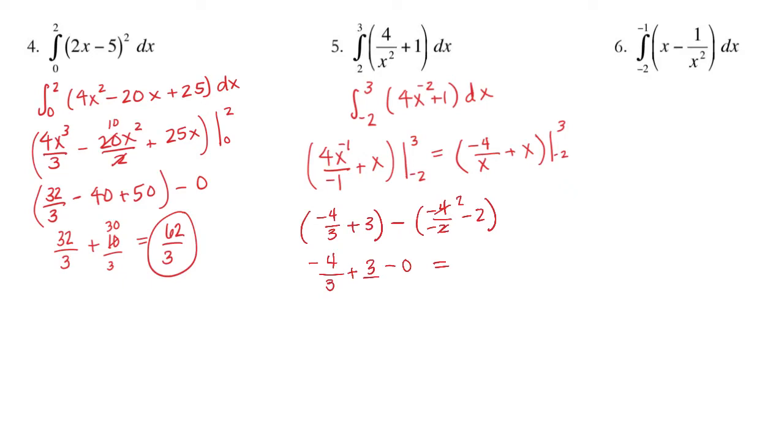And of course we do need to get our common denominator, which is 3. So we know 9 over 3 is 3. So it looks like we're going to end up with 5 thirds.